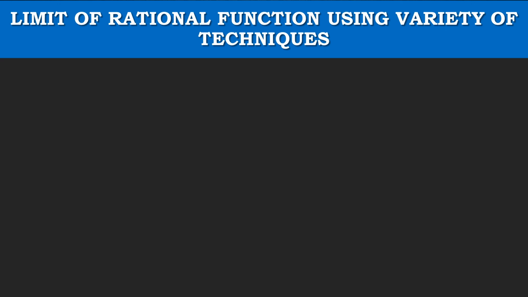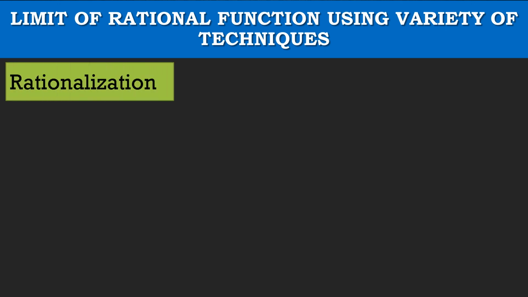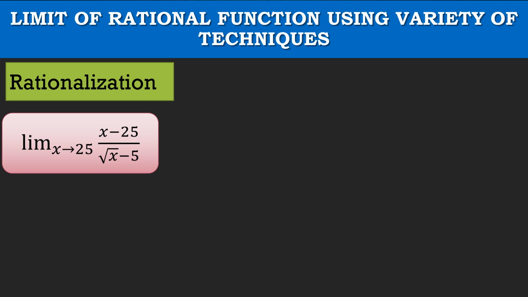Last technique ay tinatawag nating rationalization. Okay? Rationalization. Let's say, for example, we have the limit of x minus 25 over square root of x minus 5 as x approaches to 25. So here, kung gagamit tayo ng direct substitution, we will get what? We will get an indeterminate form also, which is 0 over 0. Okay, and also, hindi tayo pwedeng gumamit ng factoring dito kasi wala namang factor yung x minus 25 and also the square root of x minus 5.